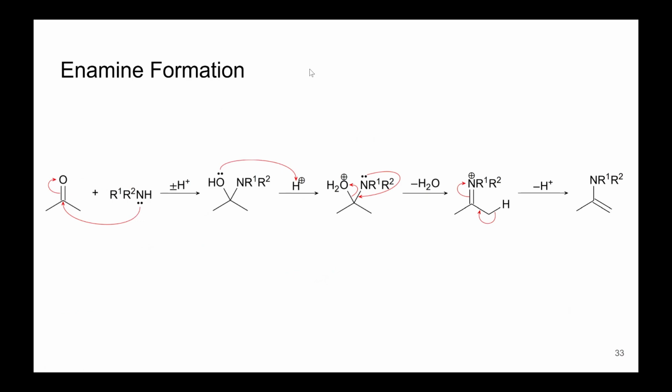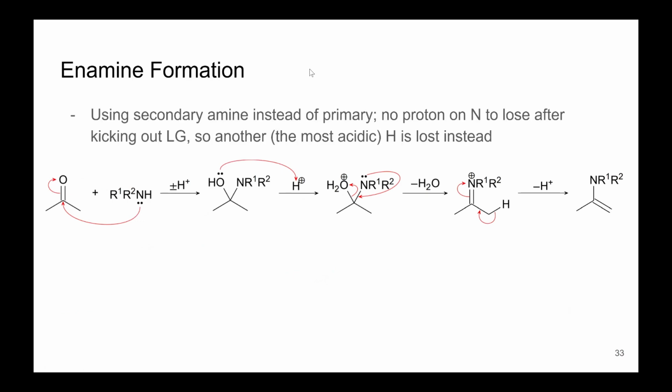Now for enamine formation, we're using a secondary amine instead of primary. So remember just now when we were doing imine formation, we were using a primary amine. So for enamine formation, we're using a secondary amine, and there is no proton on nitrogen to lose after kicking out the leaving group. So what I mean by that is after kicking out the leaving group, you get this, and there's no proton to lose.